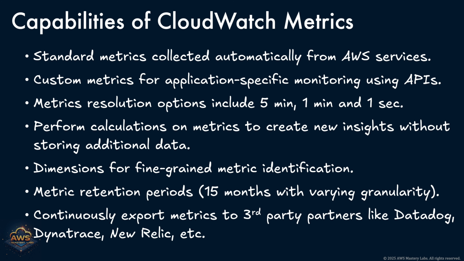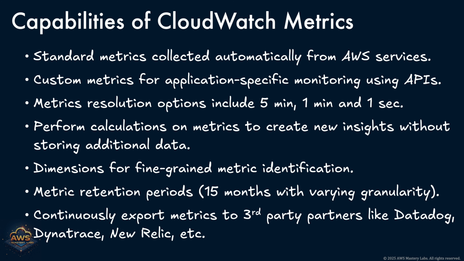This gives you a closer look at short-term spikes or drops in performance. With metric math, you can create derived metrics by performing calculations on existing data, like averaging memory usage across instances, calculating the error rate percentage, or tracking the difference between request and response counts. These calculated metrics don't consume storage, but they give you powerful analytical capabilities on the fly.